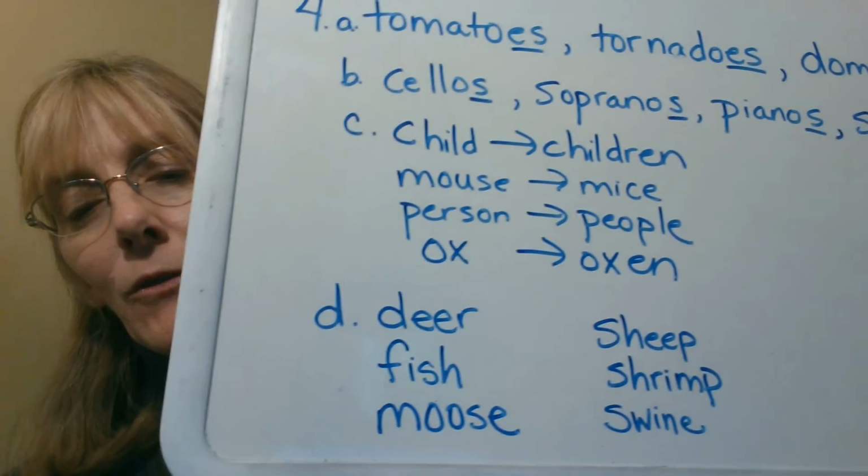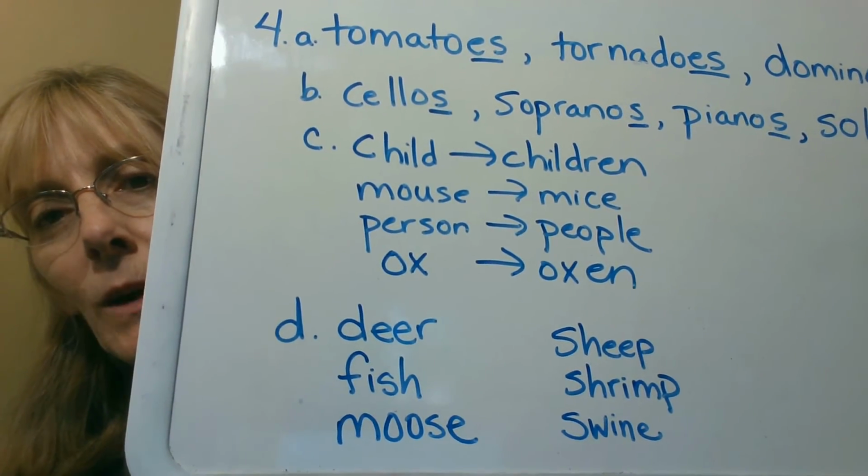And then the last section is words that are the same whether they're singular or plural. And what we have here are words like deer, fish, moose, sheep, shrimp, swine. Sounds to me like a lot of animals just stay the same from singular to plural. All right, if you're not sure on how to spell some of those words, I wrote them down for you. You just need to list one.